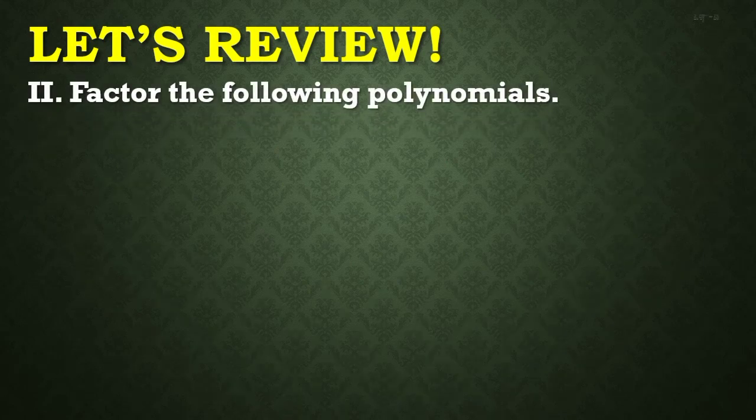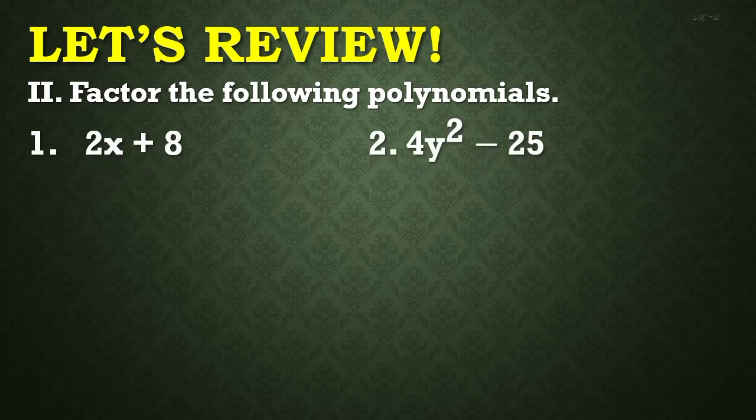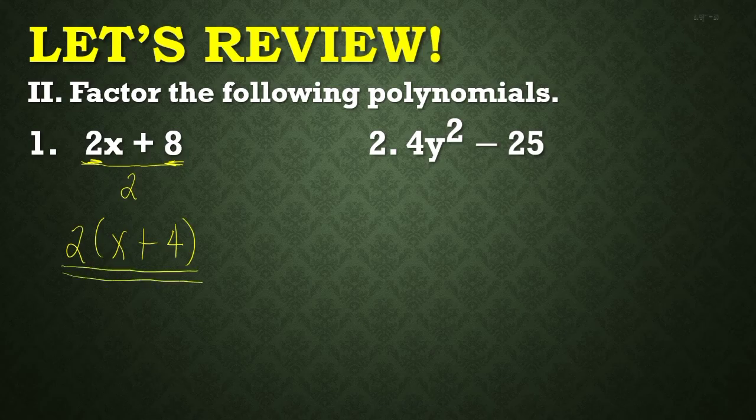Since ang lesson natin is about factoring, i-review ko kayo ng factoring polynomials. So let's have number 1, 2x plus 8. Let's get the greatest common factor of 2 and then 8, and that is 2. And then 2x plus 8, i-divide natin yung kanyang GCF. So 2x divided by 2, magiging x na lang, and then 8 divided by 2, 4. So ang factor ng 2x plus 8 is 2 times the quantity of x plus 4.